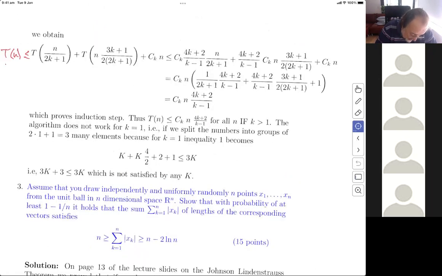If you substitute that k is equal to 1, you get k plus k4 divided by 2 plus 2 plus 1 has to be smaller than 3k, right? This is obtained from the previous inequality, just substituting k equals 1. And what you have to show is that 3k plus 3 is smaller or equal than 3k. But this, of course, doesn't work for any capital K because the left-hand side is always larger. So you have to split into at least 5 many groups of at least 5 many elements, right?